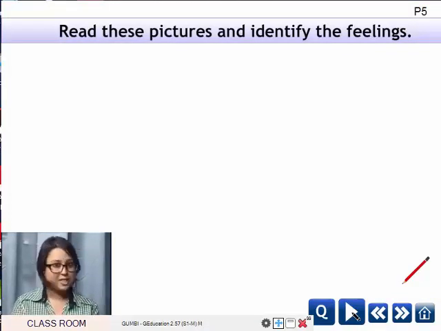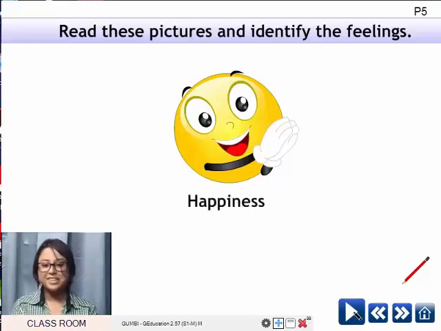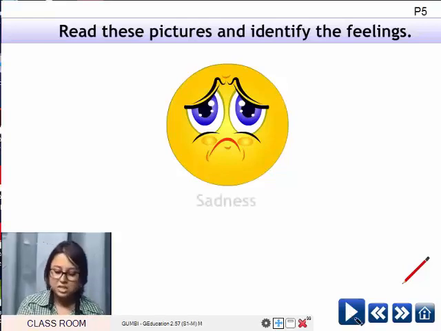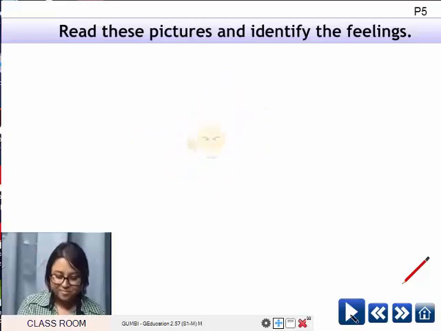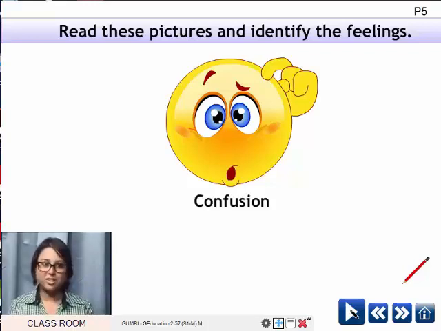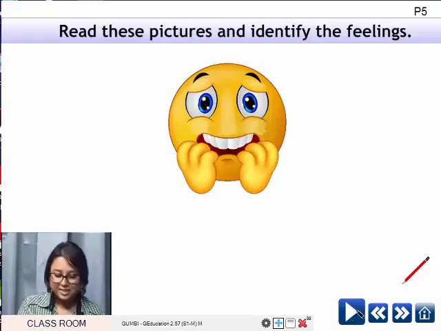Now, we have a very fun activity for you. Look at the pictures displayed on your screen and identify the feelings. What feeling is this? Does this face look sad? No. What feeling is this? Happiness. Very good. Sadness. What feeling is this? Anger. Excellent. What type of feeling is this? Confusion. This? Very good. Fear.